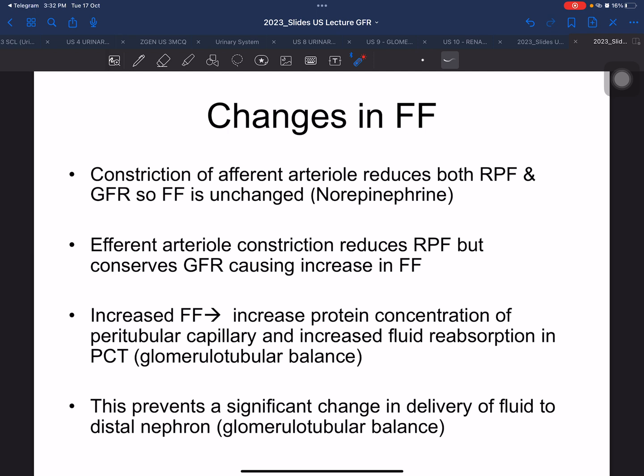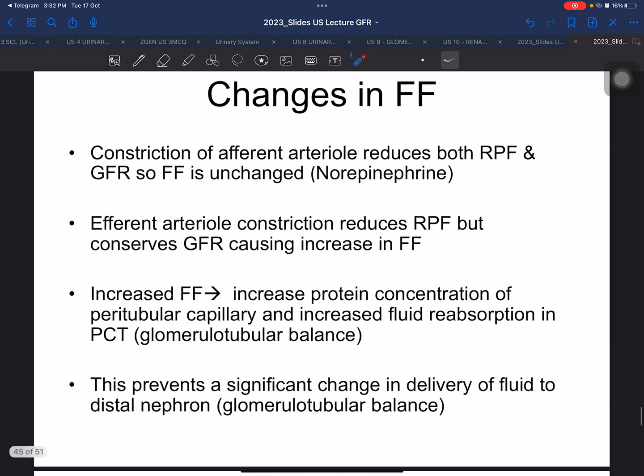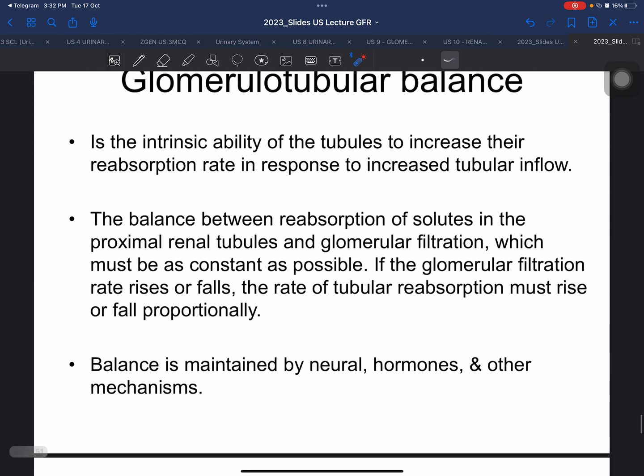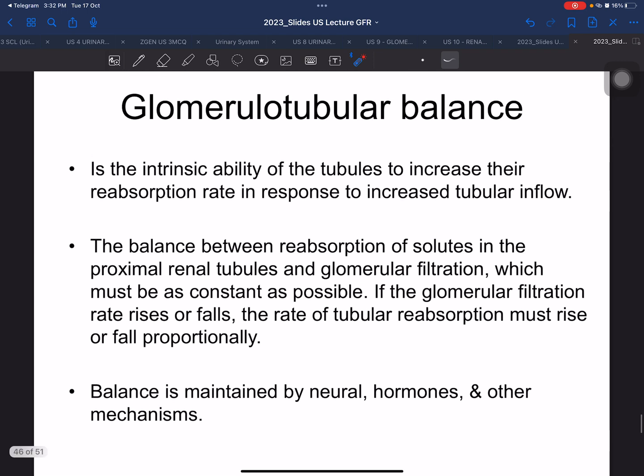Okay, so this one will look at the glomerular tubular balance, in the next few slides. So what is this glomerular tubular balance? It is the intrinsic ability of the tubules to increase their reabsorption rate in response to increased tubular inflow. So it is the balance between reabsorption of solutes in the proximal renal tubules and the glomerular filtration, which must be as constant as possible. The GFR needs to be as constant as possible.